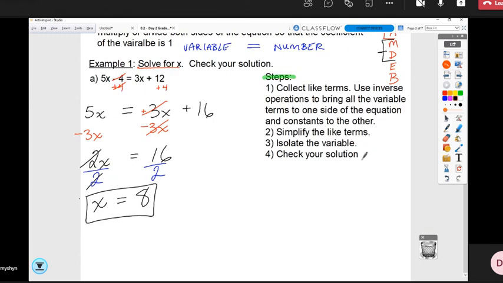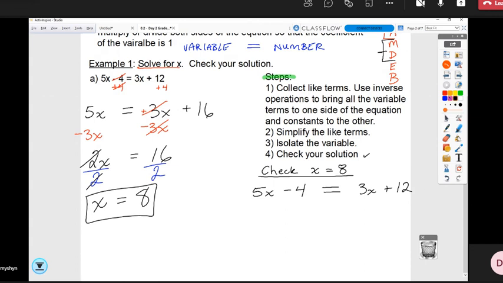They want us to check our solution. So, we can write here, let's check x equals 8. What we do is we write down our equation. Our original equation was 5x minus 4 equals 3x plus 12.